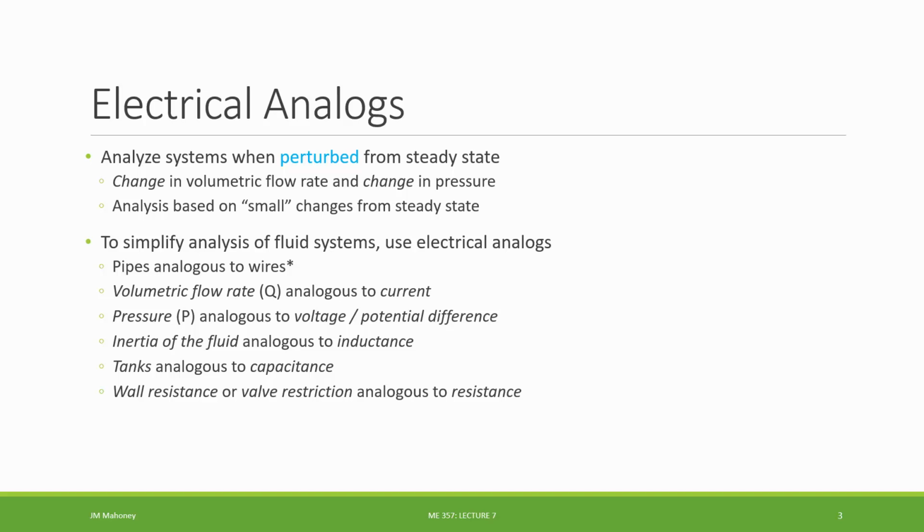And then wall resistance or valve restrictions are going to be analogous to resistance. Thinking back to our electrical systems, the impedance of a resistance was just R. There was no S term at all, just R times our current. We're going to see that resistances in fluid systems are also going to be some constant times our flow rate. So mathematically, the inertia and the inductance are going to be paired, the tanks and capacitance will be paired, and our wall resistance and valve restrictions will be paired to the resistors in our electrical systems.